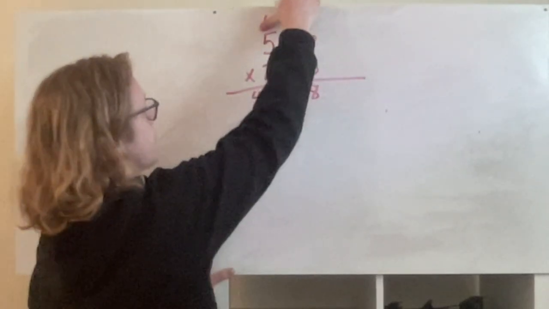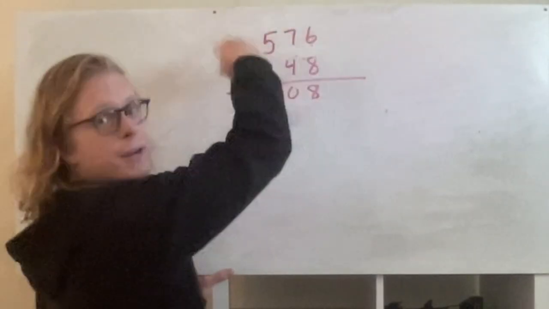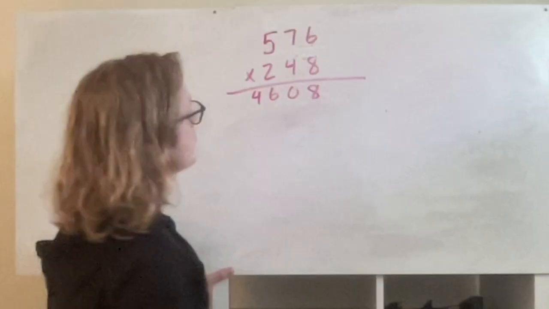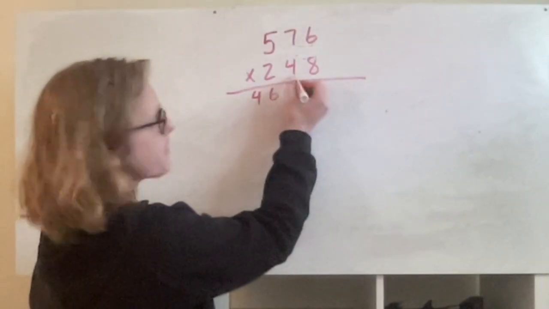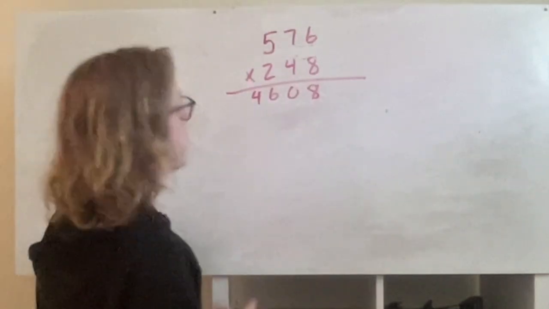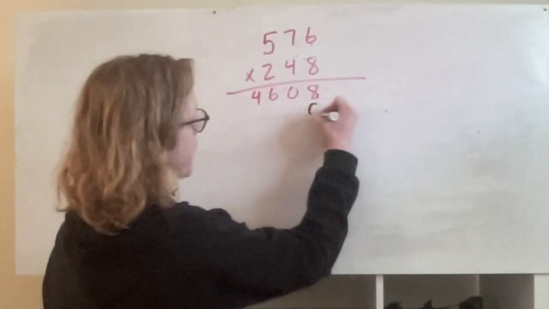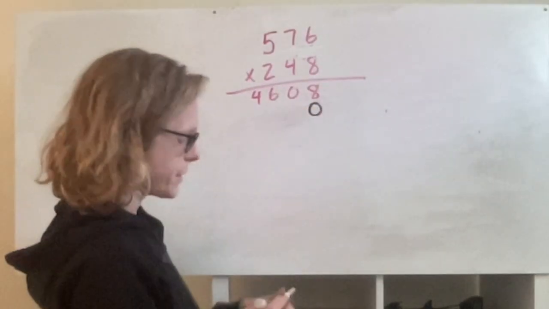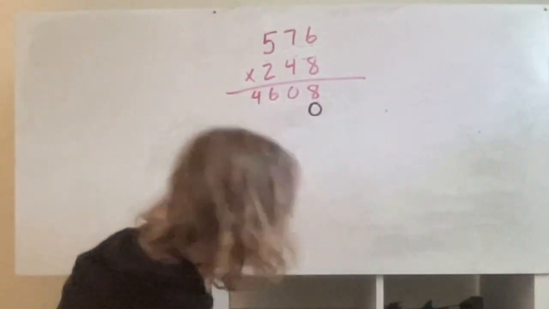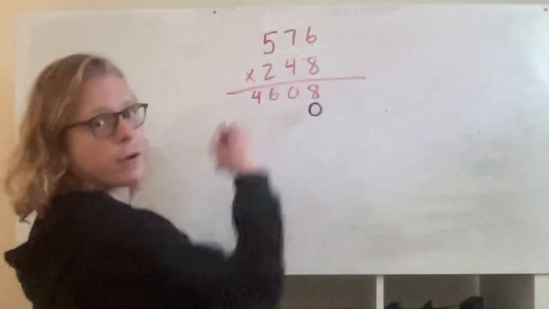I'm going to get rid of these so I don't get confused. You could cross them off, but I don't have a ton of space. And now I'm going to move on to the 4. If you remember from our last example, right, this 4 is in the tens place. It's really a 40. So to account for that, I'm going to put one placeholder 0 before I repeat that exact same process with the 4. Exactly what I did with the 8, I'm going to do with the 4.